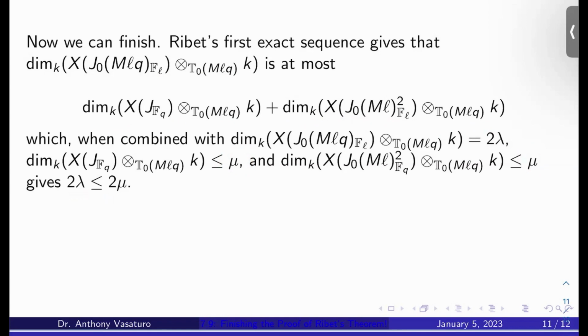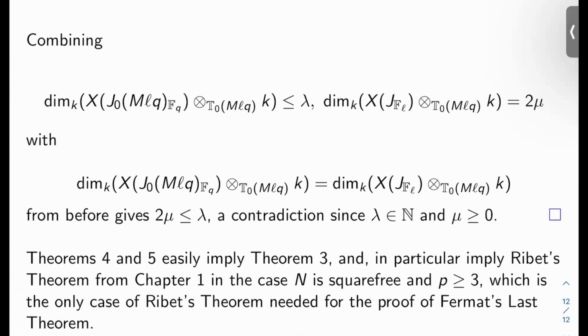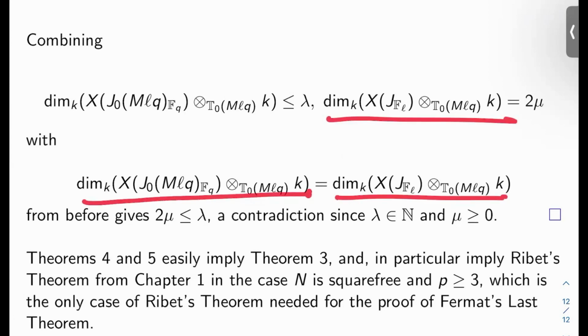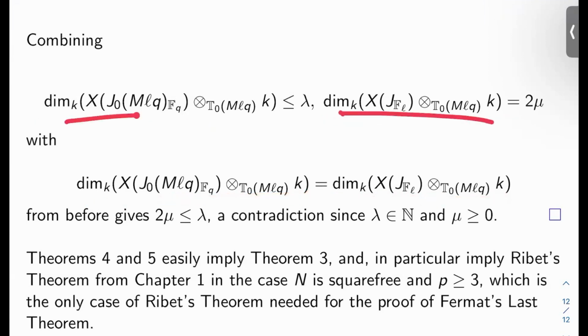Fine, whatever. However, we also showed that the k-dimension of the character group of J0 at level MLQ mod Q tensored up to K is less than or equal to lambda. And the k-dimension of the character group of J mod L tensored up to K is 2 mu. Throughout, I mean, just go back, this is all in the video. We also saw at the very beginning, though, that this dimension here equals this dimension here, which is this dimension here. So these are actually the same. Well, that means 2 mu is less than or equal to lambda.